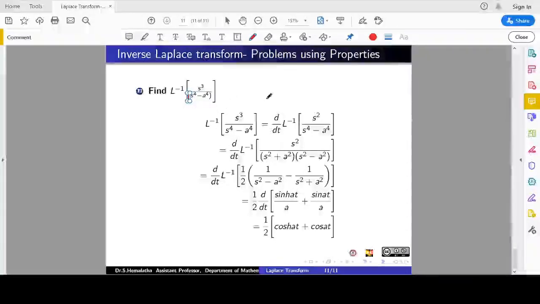And this is a specific problem where you have s power 4 minus a power 4. So it is going to be, just a second. Okay, this is going to be written as (s square minus a square) into (s square plus a square), and then this appears to be our partial fraction problem. Or you can also manually guess the partial split up like this and write the result.